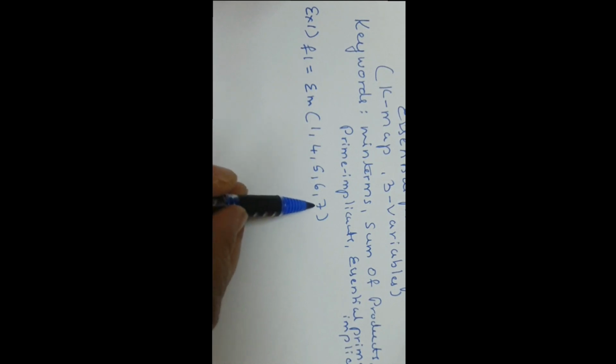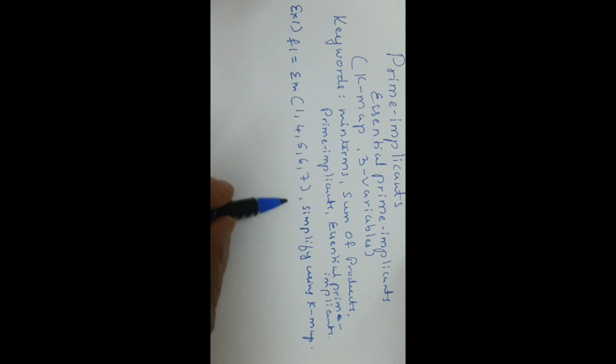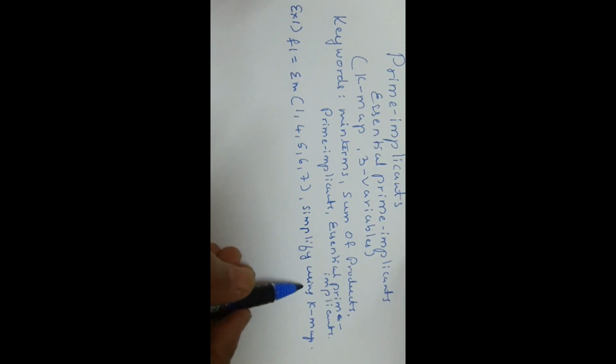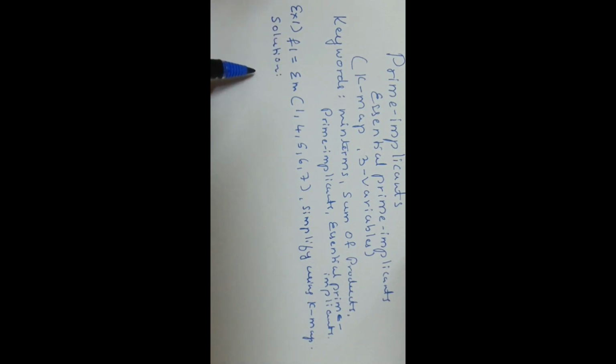1 means x' y' z. 4 means x y' z'. 5 means x y' z. 6 means x y z'. 7 means x y z, if x, y, z are taken as input variables. So the problem is to simplify the given Boolean function of 3 variables using K-map. Hence the solution is as follows.